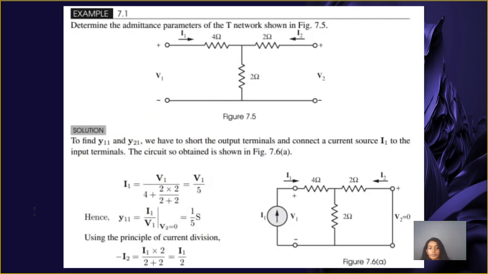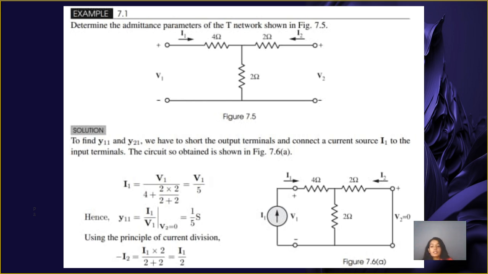So we'll see one example problem: determine the admittance parameters of the T network as shown in the figure. We've got three resistors connected in the T form. To find Y11 and Y21, we have to short the output terminals and connect a current source I1 to the input terminals. The circuit so obtained is as shown in the figure. So we will have I1 equals V1 divided by 4 plus 2 into 2 divided by 2 plus 2. So our total answer will be V1 divided by 5.